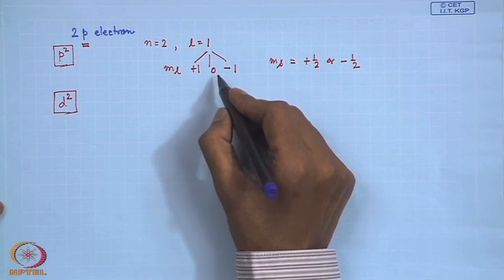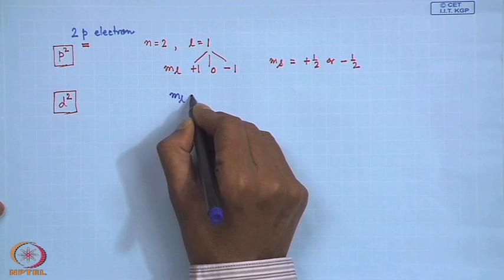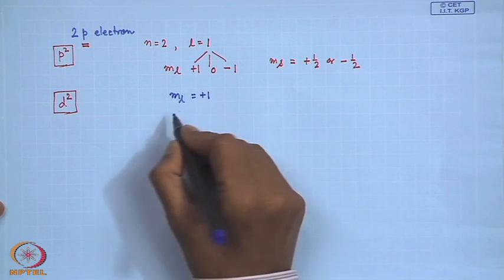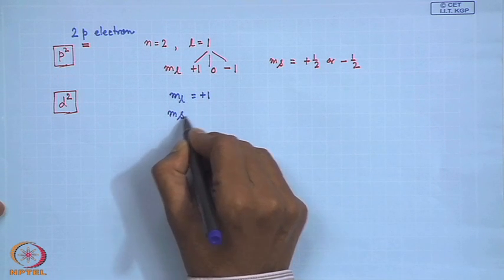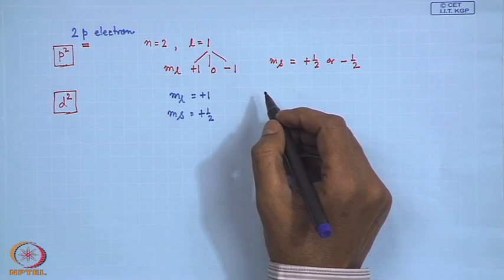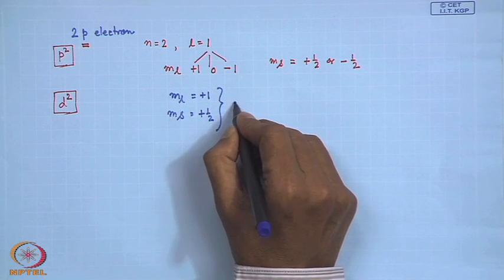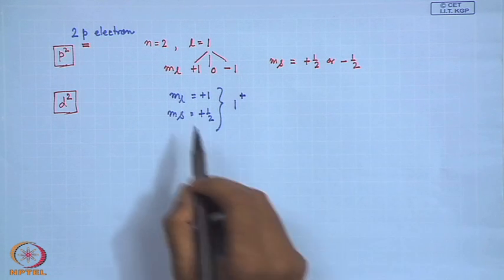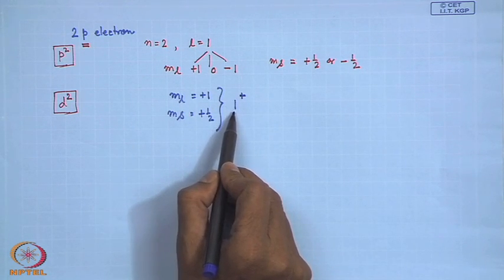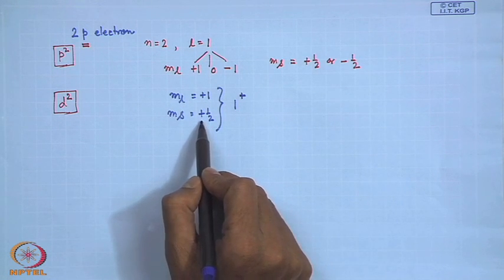So, whenever we have one electron, the first electron having ml equal to plus 1 and ms equal to plus half, we will consider this as 1 plus. 1 designates the corresponding value of ml, and ms is equal to plus half.